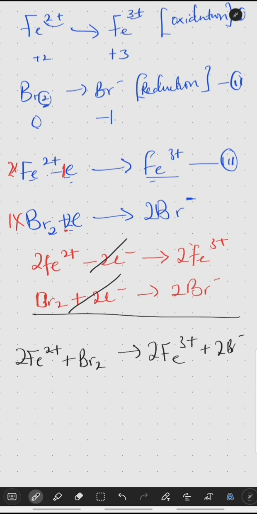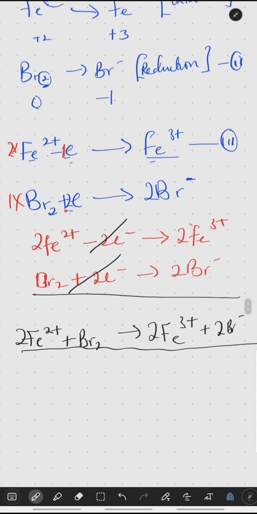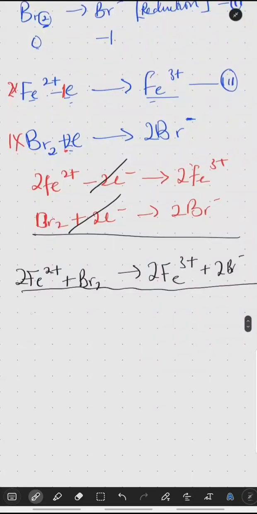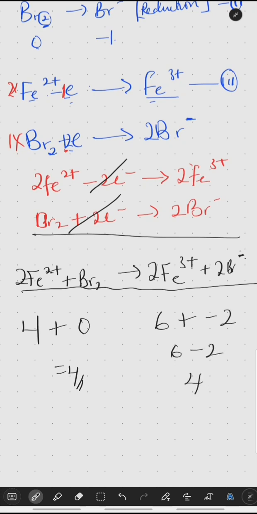Now this is the final answer of the balancing, but we can confirm. 2 times 2, 4. Bromine started alone, that is 0. So the answer here is 4. So let's see if it will equal the right answer. 2 times 3, that is 6. But here is minus 1, so 2 times minus 1, minus 2. Then 6 minus 2 is equal to 4. Can you see how balanced it is? So this is how to balance half-cell equation.